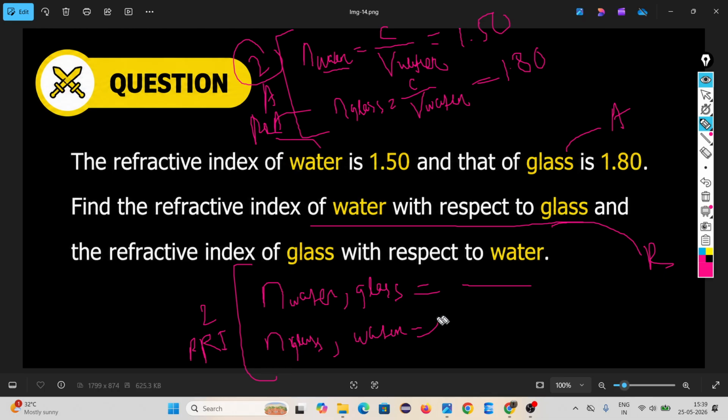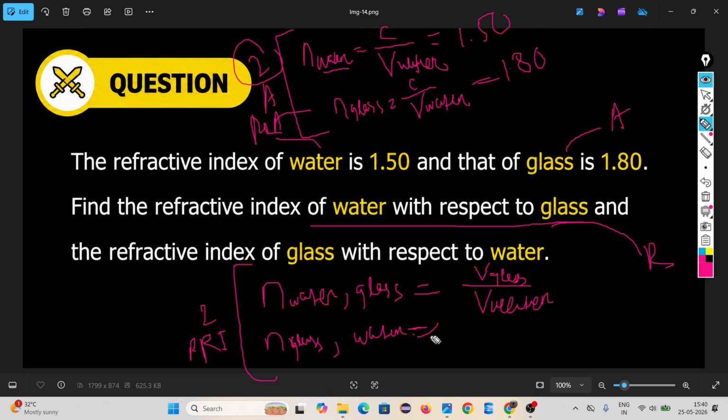Then the formula is v by v. The medium in which you are finding the refractive index, you have to write in the denominator, and the first medium should be in the numerator. Here glass is the first medium. How do we know glass is the first medium? Because it says refractive index of water with respect to glass. That means water is the second medium and glass is the first medium. That's why the formula becomes v of glass upon v of water.